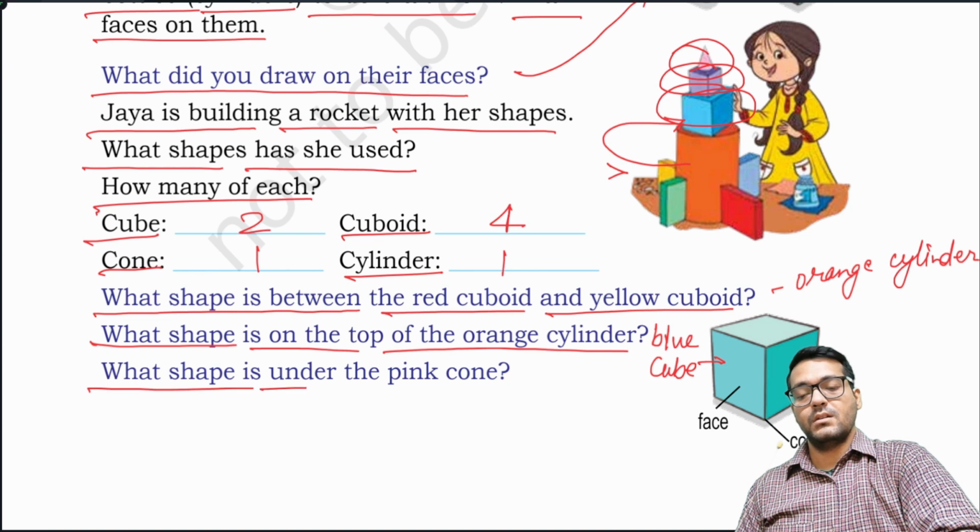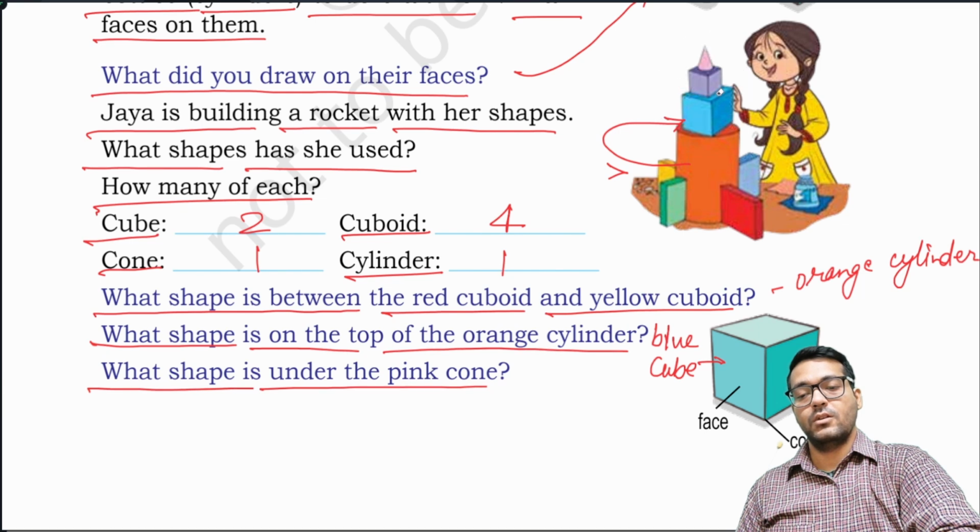What shape is under the pink cone? If you see on the top, under the pink cone you can see a violet cube. Okay, this is a violet cube.